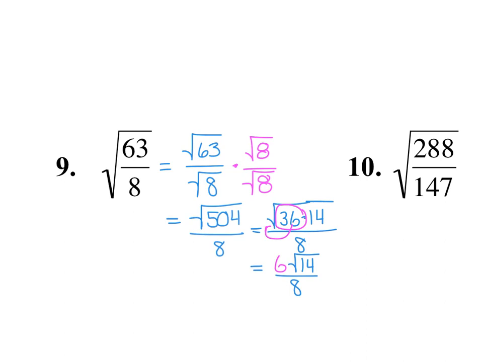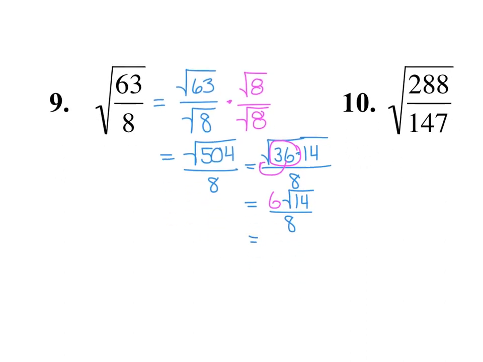Now, can I simplify this? Yes, I can. What I could simplify are the two numbers that are not inside the radical. The 6 and the 8, those can be reduced. And that's only because it's a monomial on top and a monomial on the bottom. There's no plus or minus signs anywhere in between these numbers. So if I reduce this, it's 3 root 14 over 4.